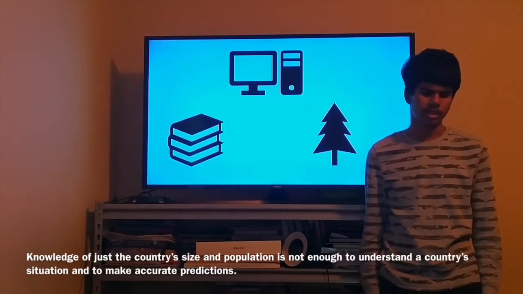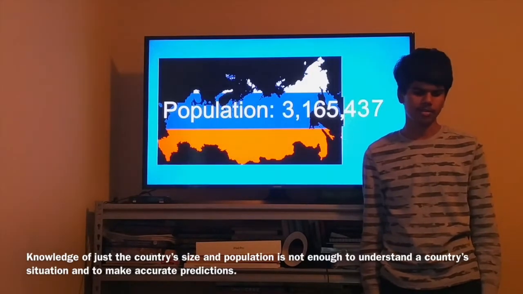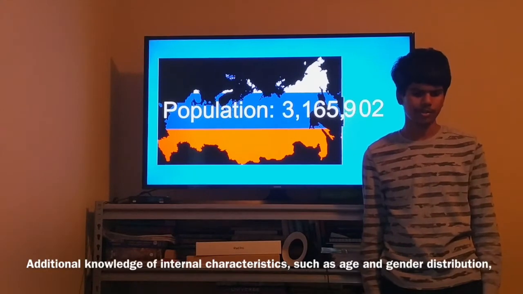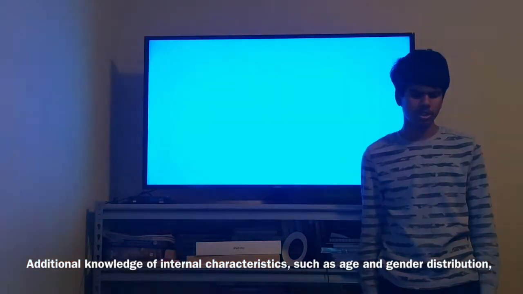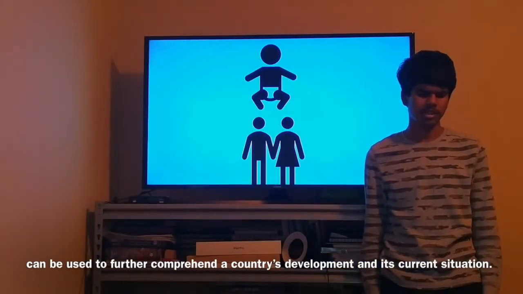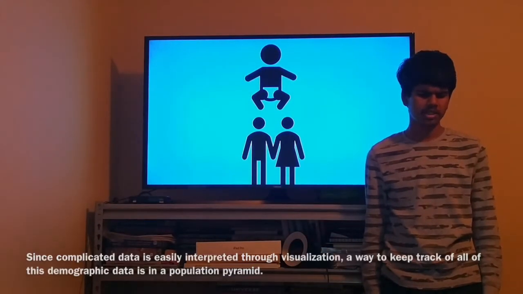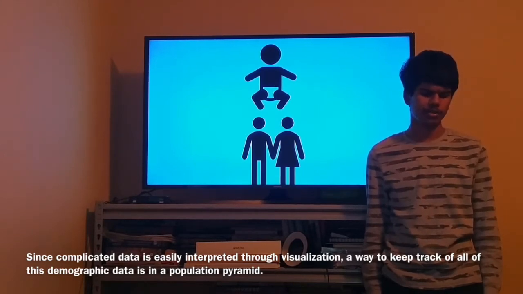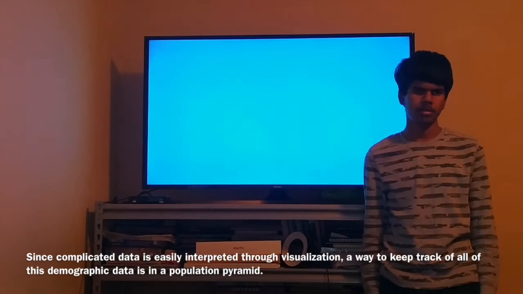Knowledge of just a country's size and population is not enough to understand a country's situation and to make accurate predictions. Additional knowledge of internal characteristics, such as age and gender distribution, can be used to further comprehend the country's development and its current situation. Since complicated data is easily interpreted through visualization, a way to keep track of all this demographic data is in a population pyramid.